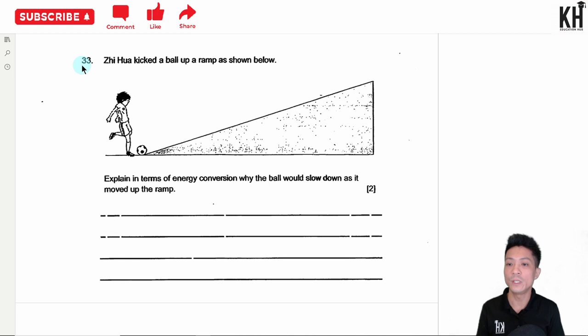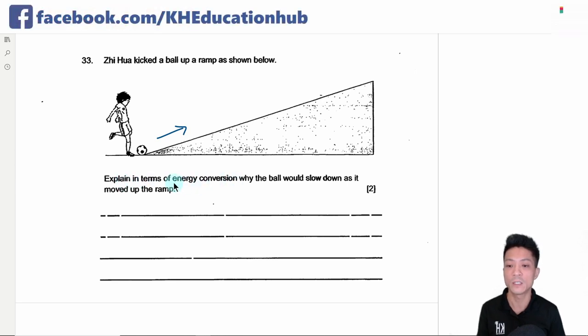Okay, question 33. Zihua kicked a ball up a ramp as shown below. So the ball will go up the ramp. Explain in terms of energy conversion why the ball was slowed down as it moved up the ramp.